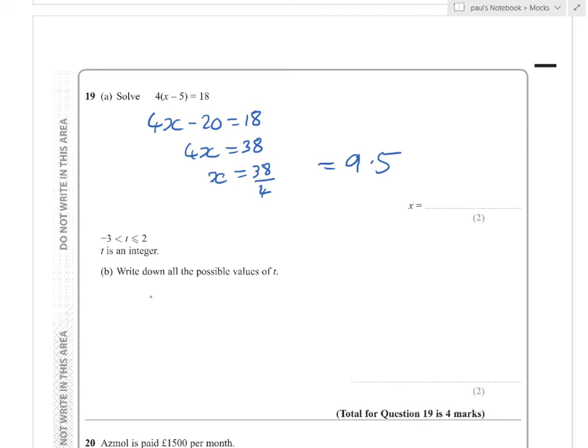Now, that's an integer. Write down all the possible values of t. So it's got to be greater than minus 3. So it could be minus 2, minus 1, 0, 1. And it could be equal to 2. So it could be 2.